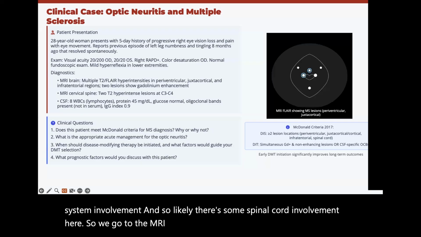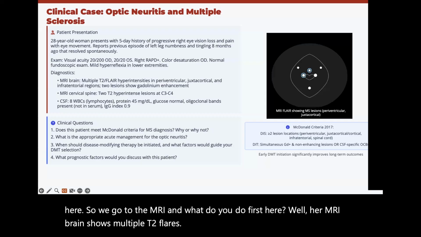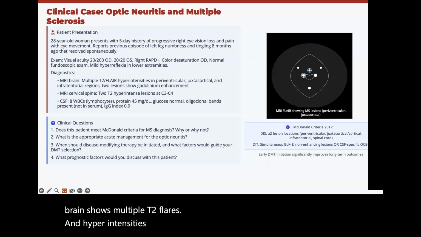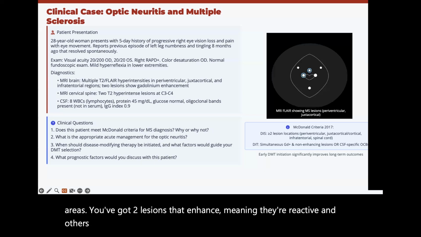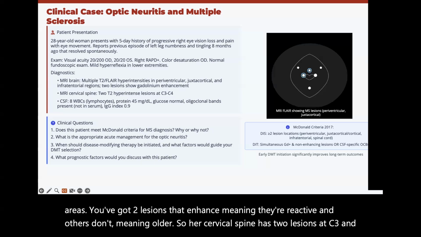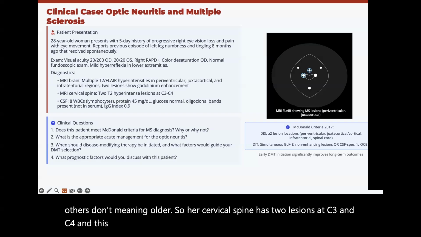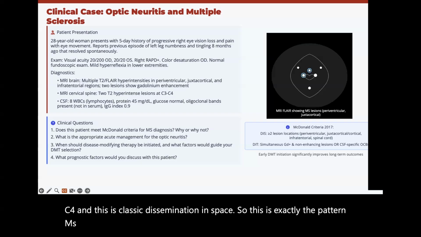And what do you do first here? Well, her MRI brain shows multiple T2 FLAIR hyperintensities in the periventricular, juxtacortical, and infratentorial areas. You've got two lesions that enhance, meaning they're active, and others don't, meaning older. Her cervical spine has two lesions at C3 and C4. This is classic dissemination in space. This is exactly the pattern MS lesions prefer: regions where oligodendrocytes are abundant and immune trafficking is common.